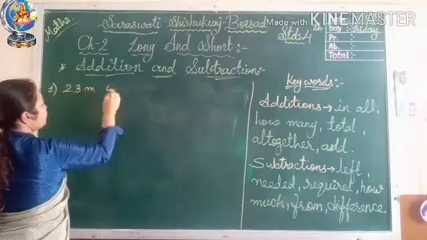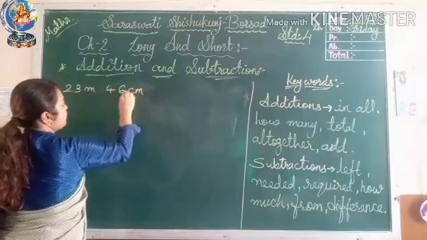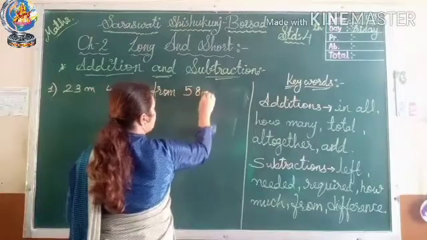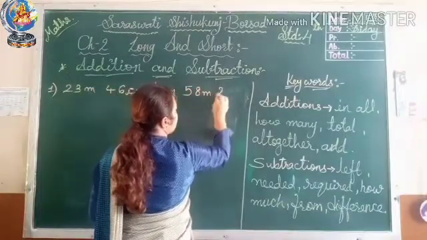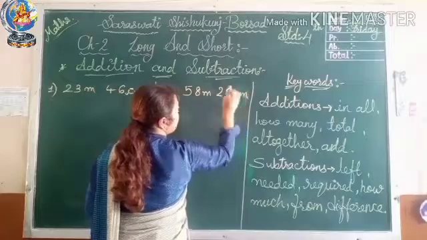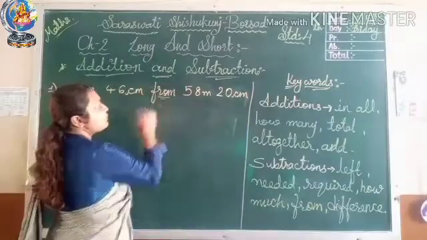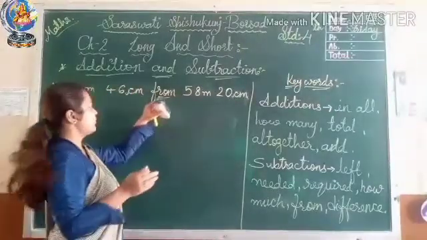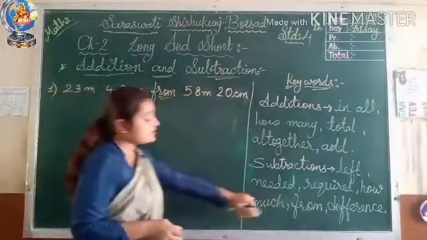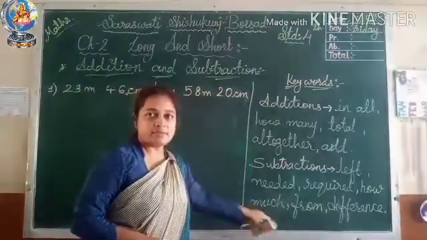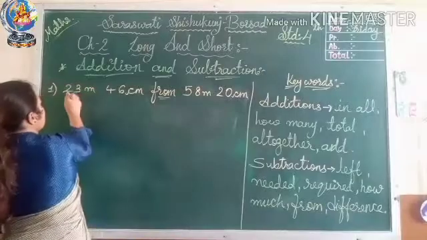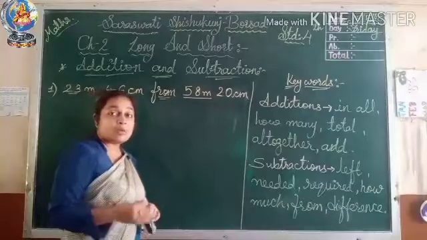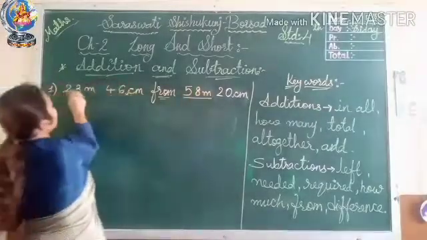23 meter 46 centimeter from 58 meter 20 centimeter. Okay, you can see that here I have written "from". It means when you have written this "from", it is a subtraction sum. Fine. One thing that you can see is that 23 meter is smaller than 58, right? So now we have to subtract 23 meter from 58 meter.